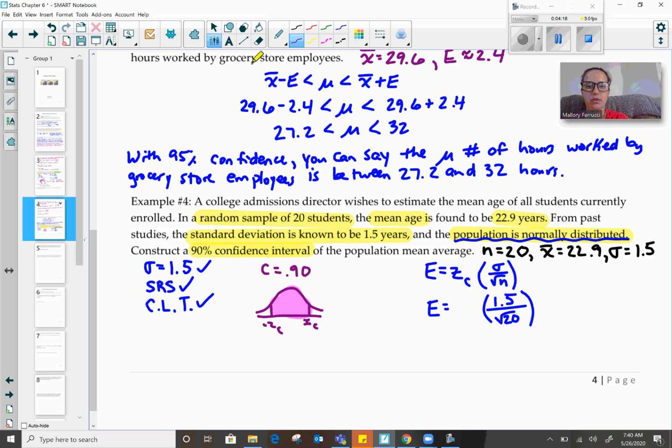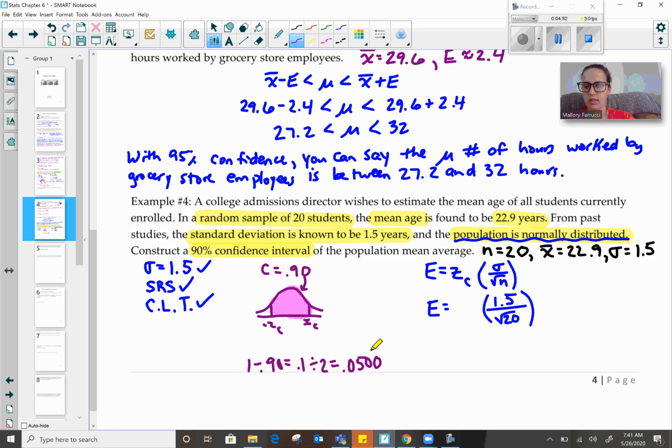Okay, so the reason why we're doing this is because the last area that we found was 0.95, so this is a new one. So this is 0.90, which means we need to find this leftover area in order to find that z-score. So I'm going to do 1 minus 0.9, which is 0.1, divide it by 2, because there's 2 of those areas, and I get 0.0500.